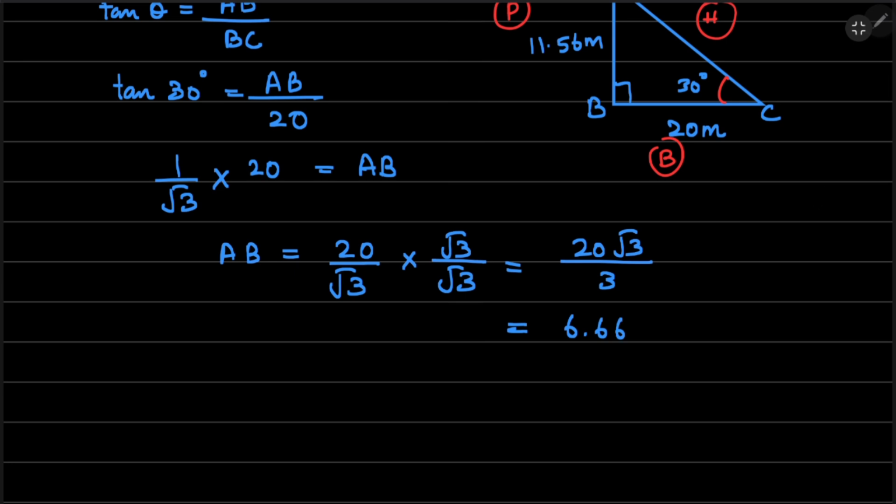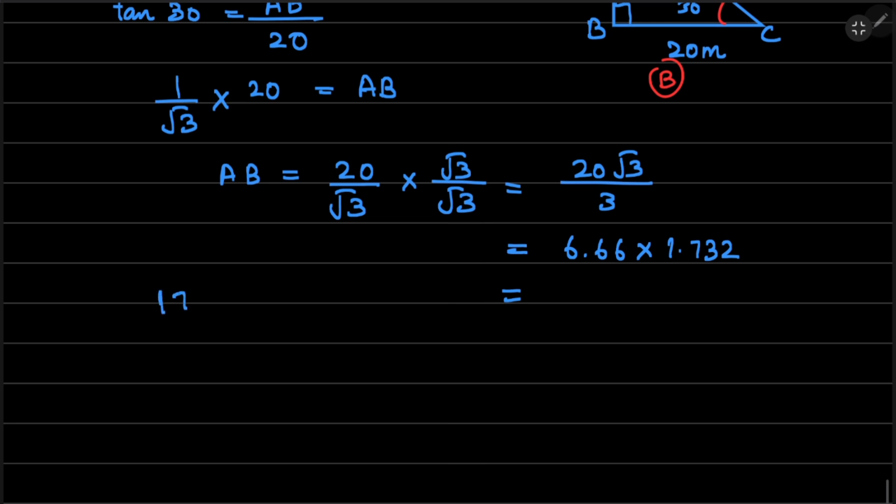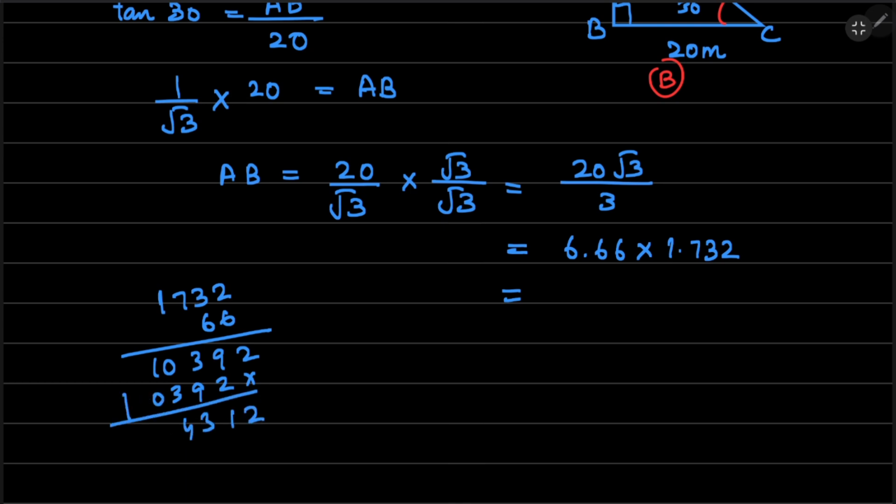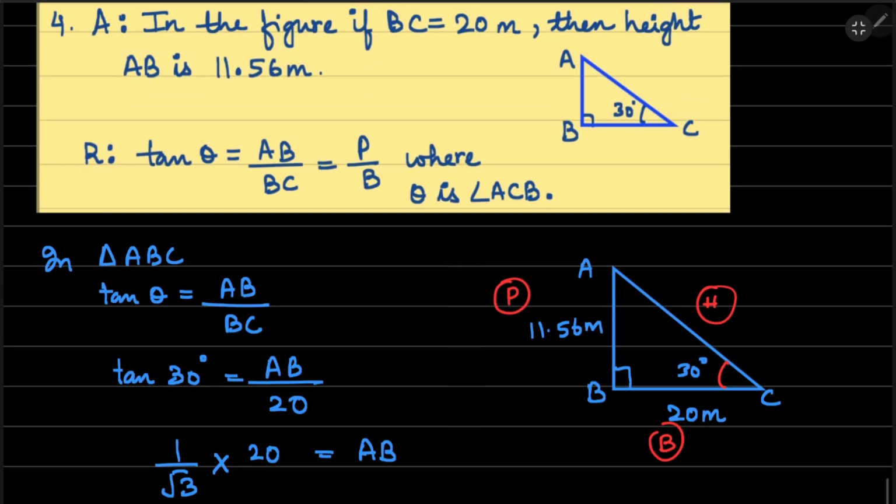0.66, right? 20 divided by 3 multiplied by root 3 is nothing but 1.732. When you multiply, let's multiply it and see. 1.732 multiplied by 0.66. So what do I get? I'm taking 4 decimal places. What am I getting? 11.4312.